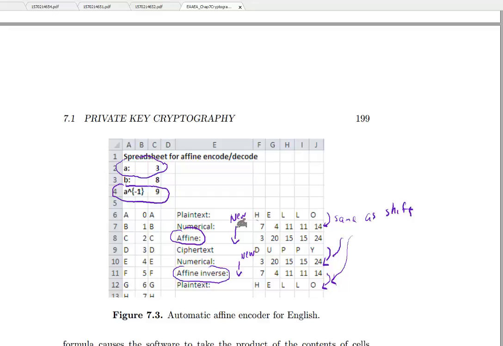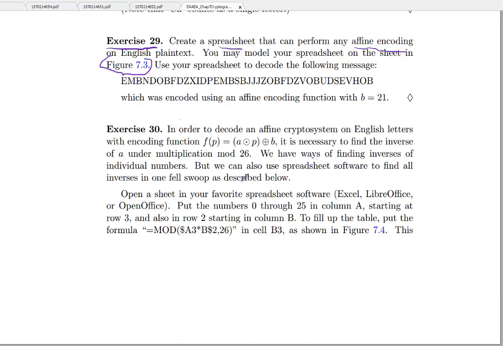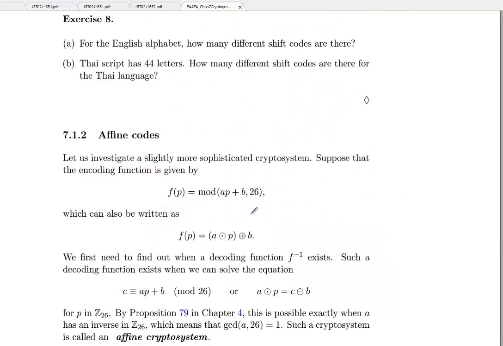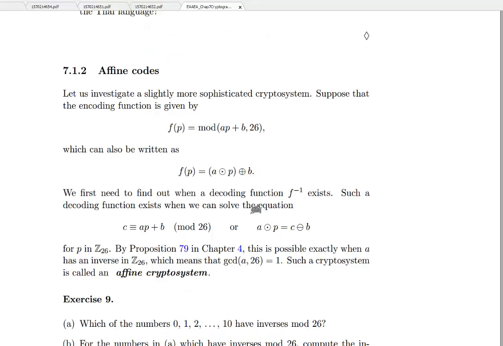So how are you going to make these changes from numerical to affine and numerical to affine inverse? Well, you have to make use of the affine encoding and decoding functions. These are described way back, I think it's page 190. So let's go up there, see what's going on. All right, here we go. Here is your affine encoding function. This is the formula that you're going to use, pretty much like this, in order to go from numerical to affine.